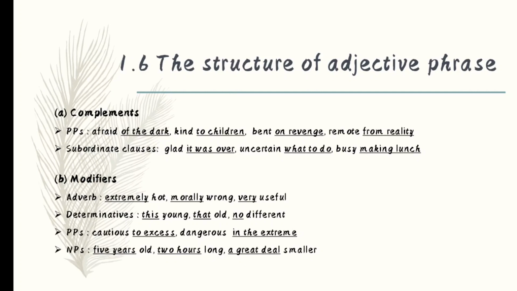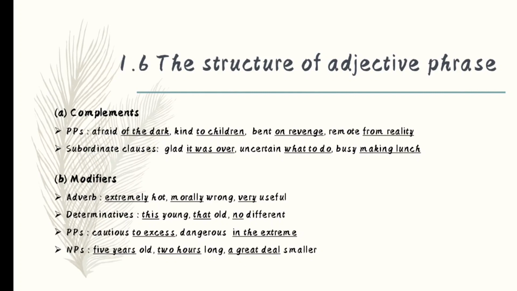The second dependent is modifier. The most common type of modifier is an adverb. For example, extremely hot, morally wrong, and very useful. Hot is an adjective, and this is the head. The modifier is extremely. It is an adverb.